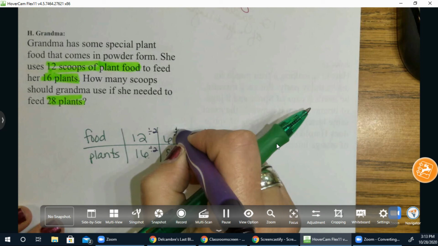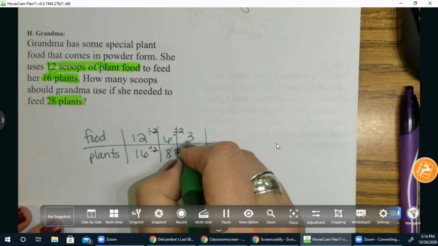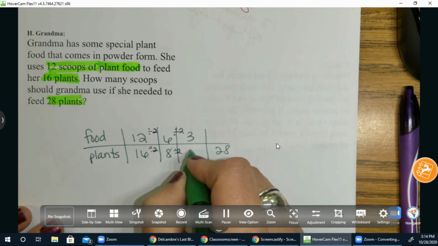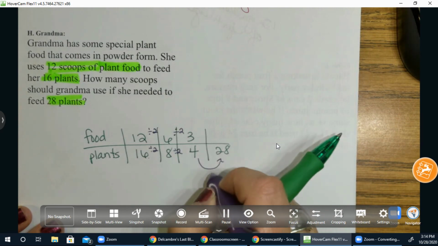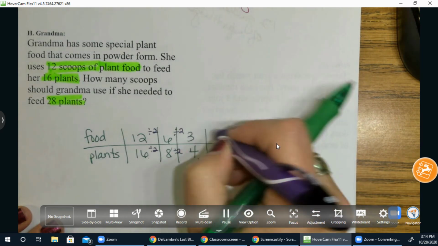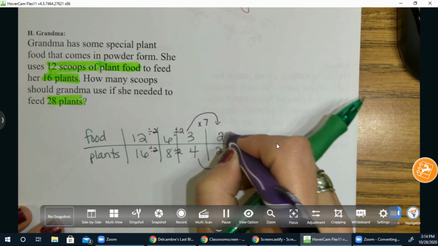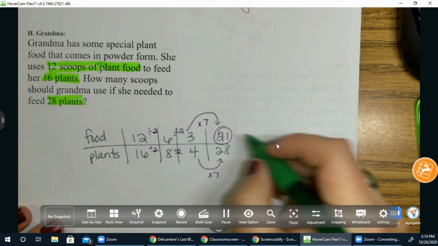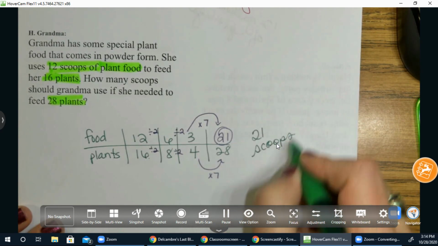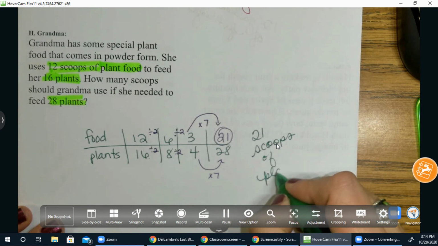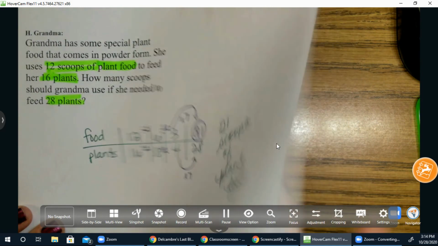Divide by 2 again. 6 divided by 2 is 3. 8 divided by 2 is 4. Oh, there's a math fact: 4 times 7 gives me 28. So if I do it to the bottom, I must do it to the top. So 3 times 7 gives me 21. So Grandma would need 21 scoops of plant food. All right, that's letter H.